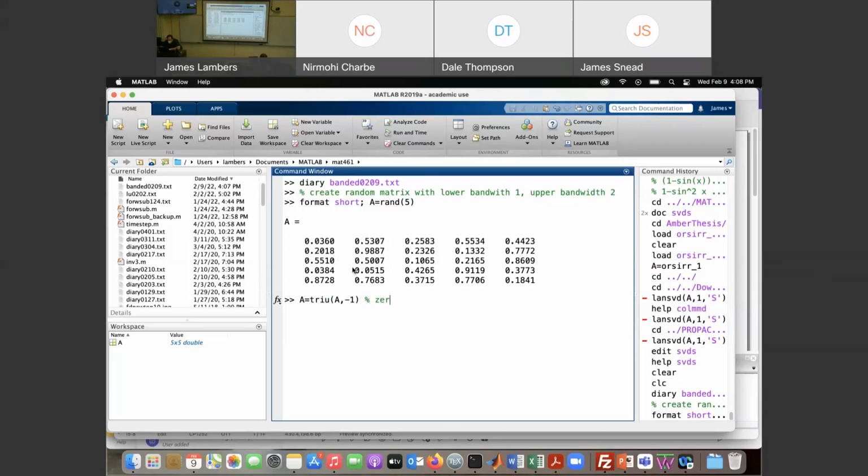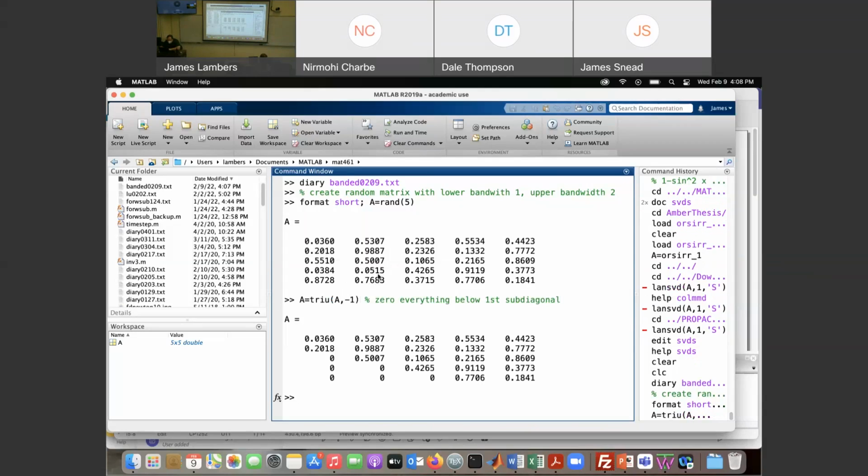Everything below the first subdiagonal, since subdiagonals are given negative numbers, will be zeroed out. So here we have the main diagonal. Here's the first subdiagonal. Everything below is gone.